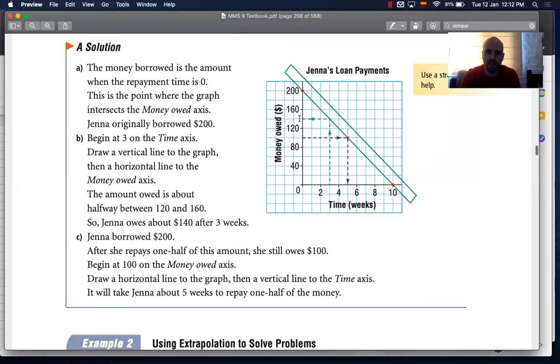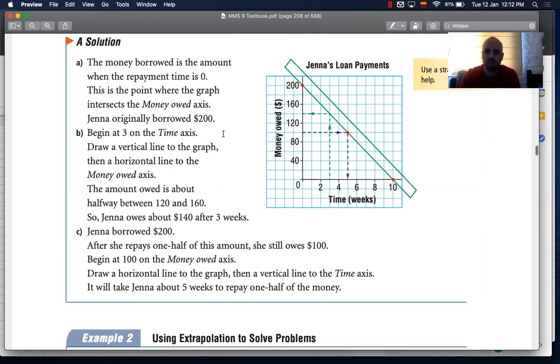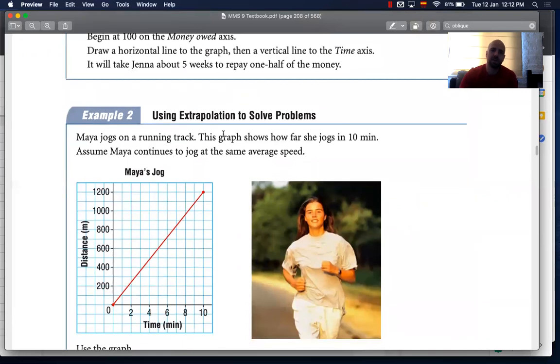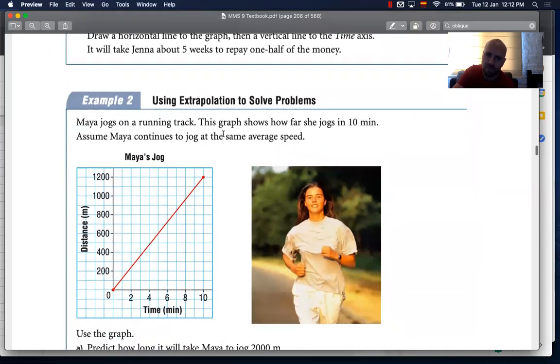All right. And then we can kind of get more information from it. So based on those questions that we had, these are kind of the answers that we are getting. So we're getting the 3 weeks, and we're also getting the $100 would take 5 weeks, and she borrowed $200. Okay. And then here we're using extrapolation to solve problems. So this is when we're actually taking something and grabbing the information from it, and we're trying to expand on it as well.